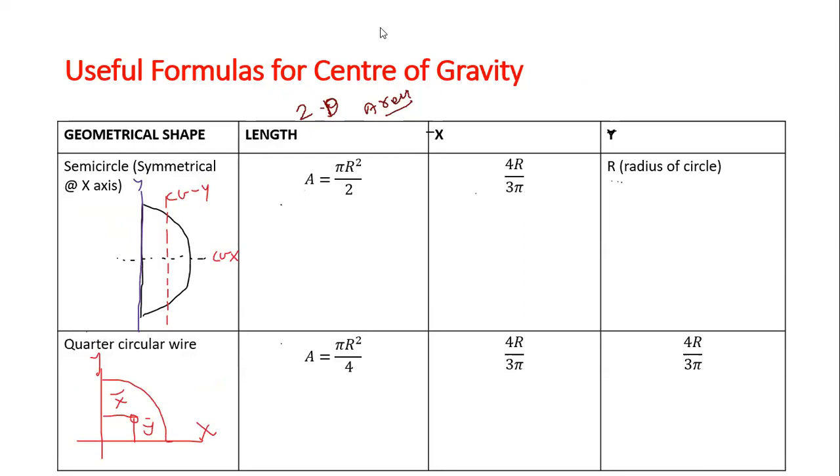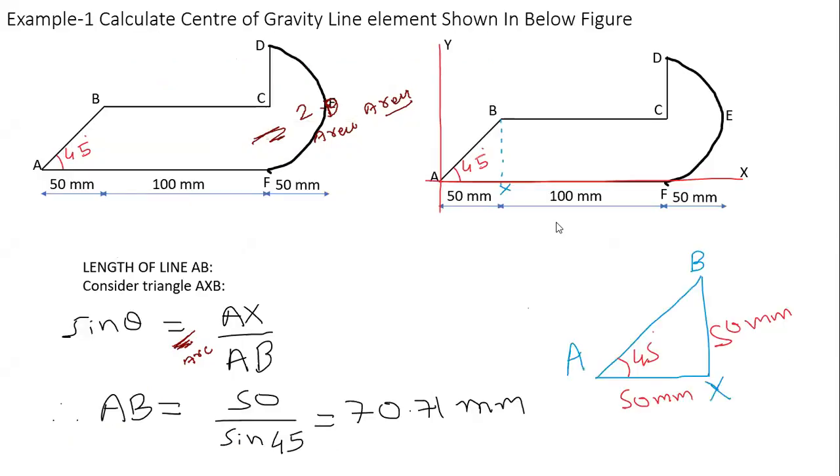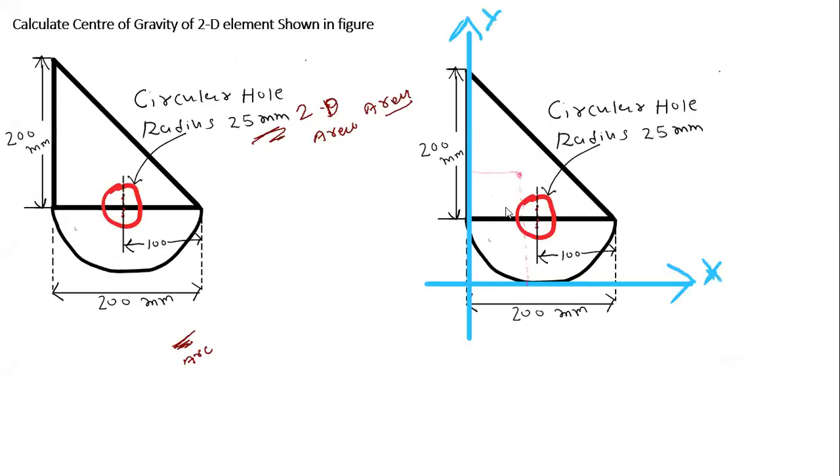Just a minute. This is the quarter circle arc. This is the area. Is it clear or not? Please confirm. Is it clear? Any question up to here? Is it clear now? Okay. So we will discuss this example next week. Okay? We will discuss this example next week.